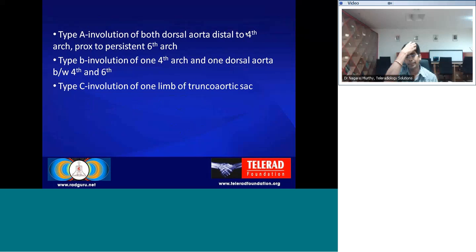Type A is due to involution of the dorsal aorta distal to the fourth arch and proximal to the persistent sixth arch. Type B is due to involution of the fourth arch and one dorsal aorta between the fourth and sixth arches. Type C is involution of one of the limbs of the truncoaortic sac.